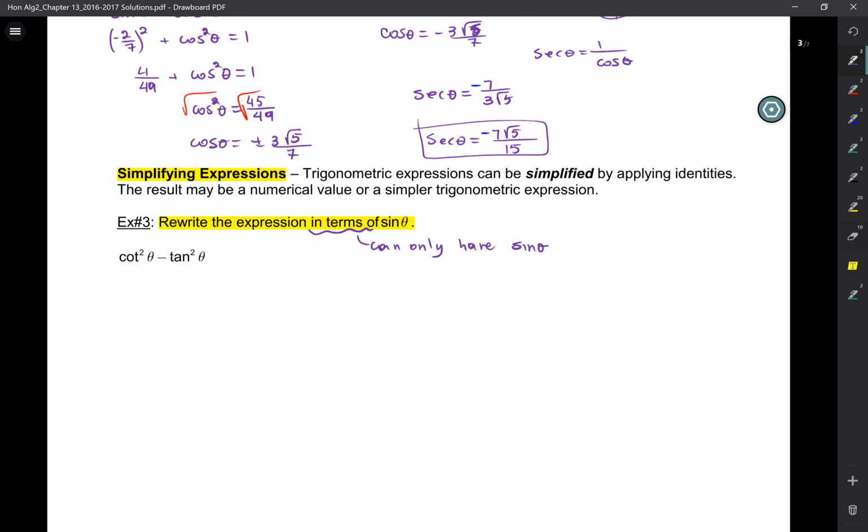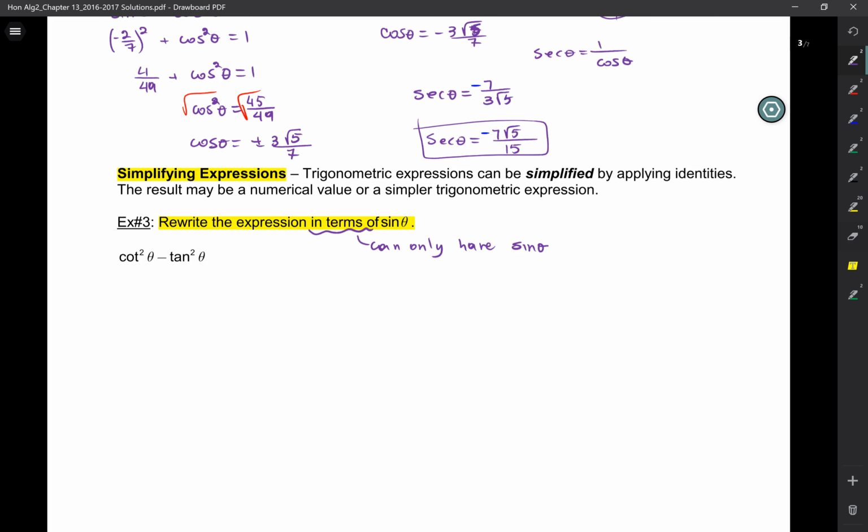Right. No, not sine of theta. In your expression, there's no equal sign here, but in your expression you're only going to have sine of theta. No cosine, no tangent, no nothing. Okay. When in doubt. Okay?